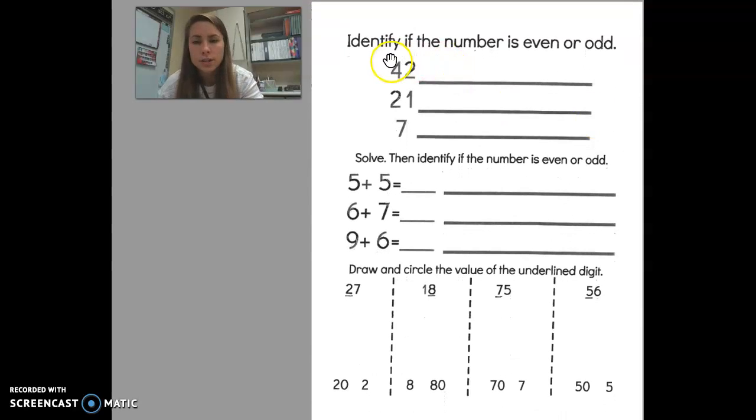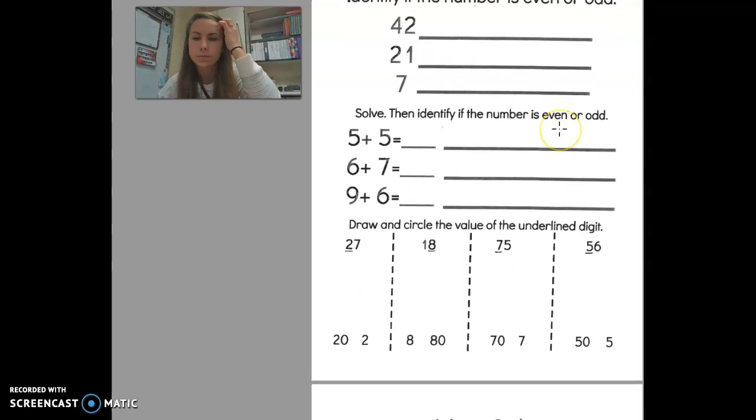On this next one, it says identify if the number is even or odd. So 42, 21, 7. All you're doing is writing even or odd on each line. Go ahead and pause it so you can finish that up.